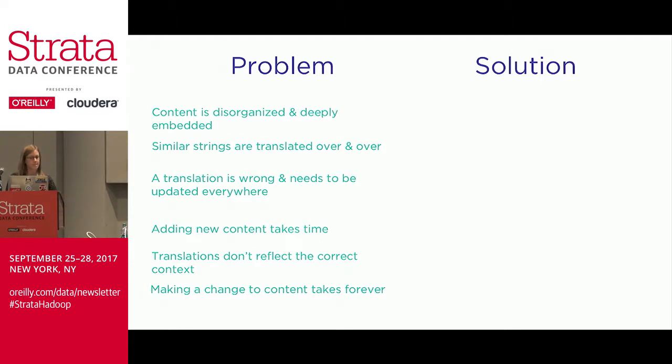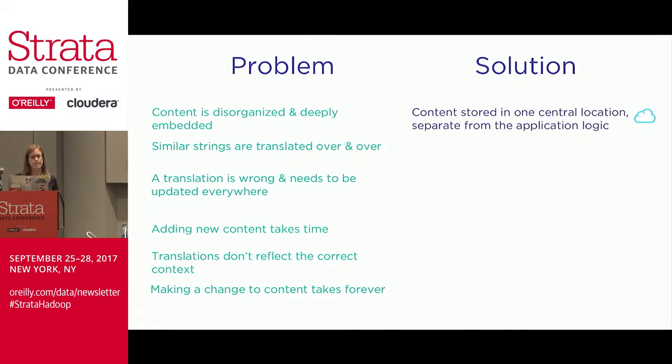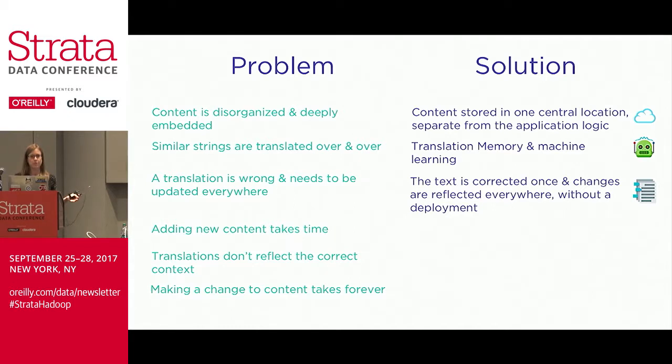So in terms of localization, some of the things that we're solving by adding machine learning: normally in applications, if you haven't localized, your content is really disorganized and it can be deeply embedded. So by putting it into its own layer, it's completely separate from your application logic. And you get a lot of things being translated over and over again. Well, we solve that by just having a translation memory. And anytime we see a string that we've seen before, we give it the correct translation. And if you have a translation that's wrong and you don't want to have to touch that in lots of different places, you just correct it once, and then the changes get reflected everywhere because you're using this translation memory concept.